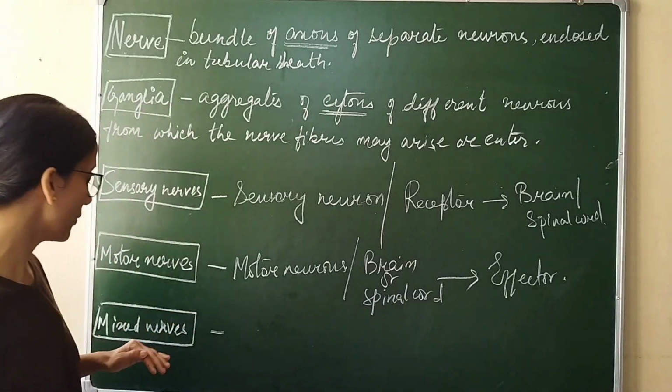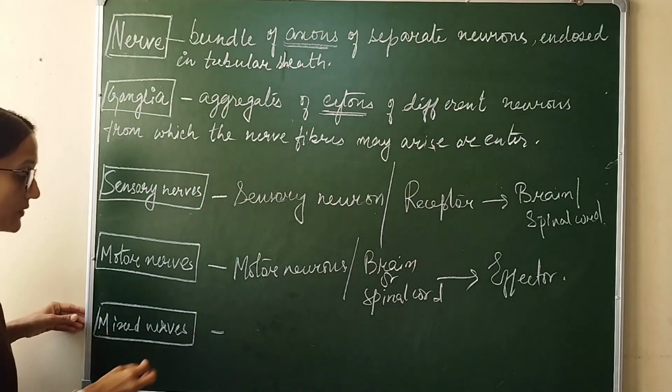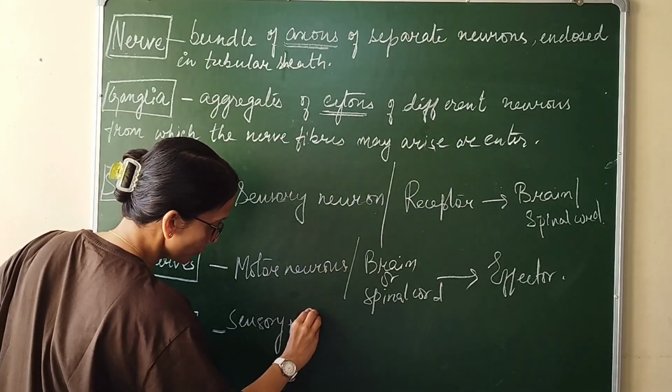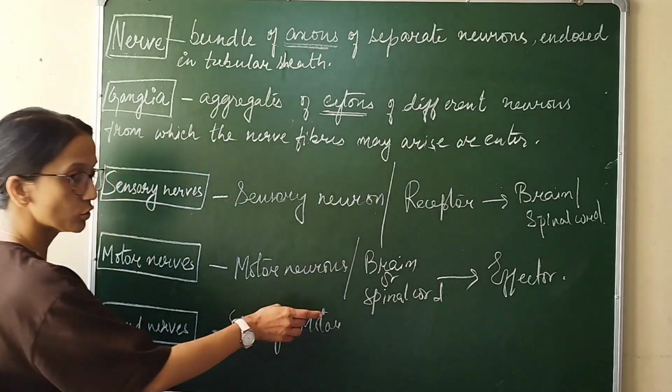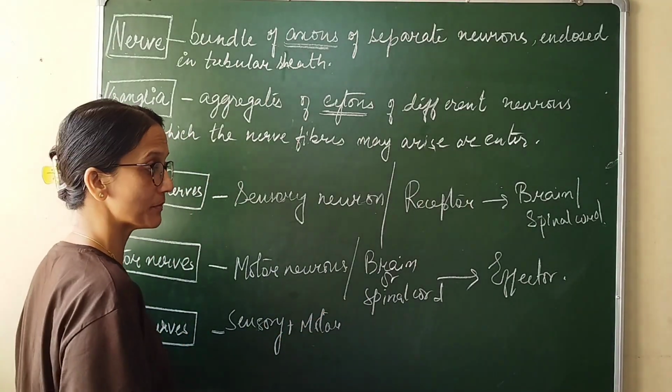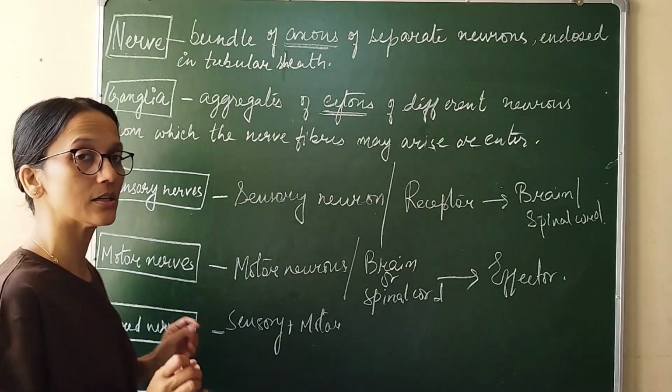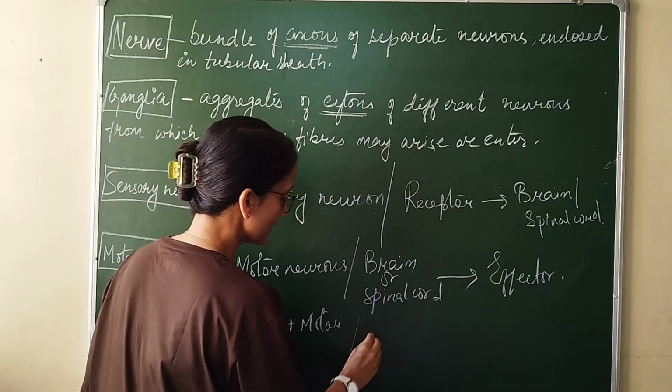The last category of nerves is mixed nerves. These nerves are made up of both sensory and motor neurons, and they can carry information in both directions. Where are these nerves found? These nerves are found in the spinal cord.